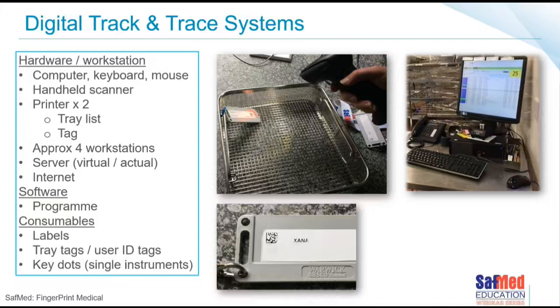And you can go down to individual instruments, but it is expensive and it does take time to be able to scan each individual instrument each time. So you may decide, though, that you've got a particular tray or a particular set that you're worried about, and you choose to put some individual markings on those.